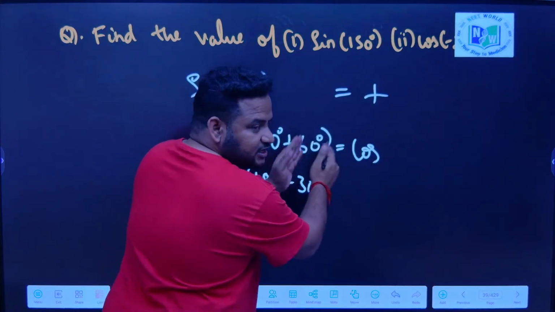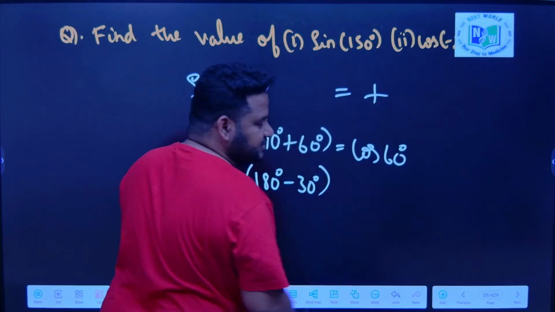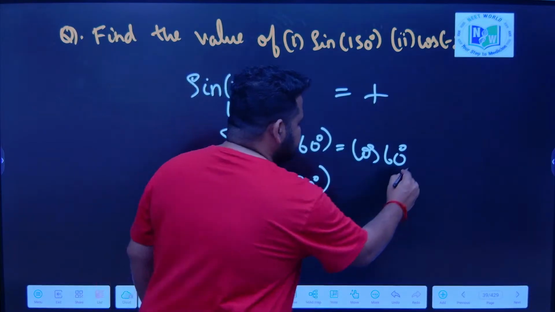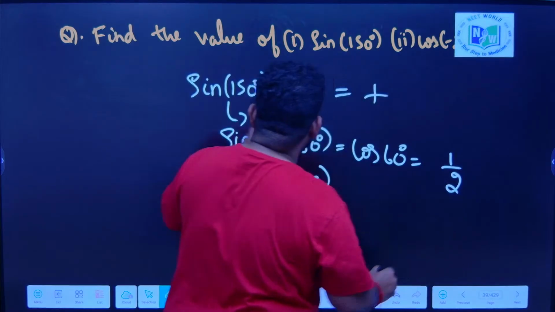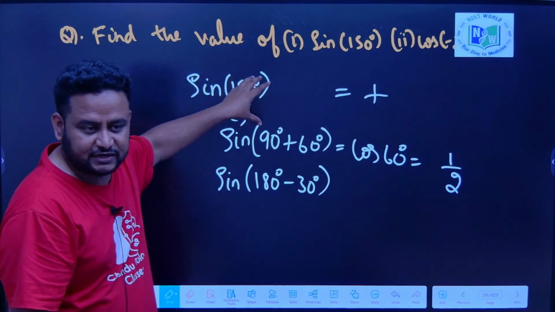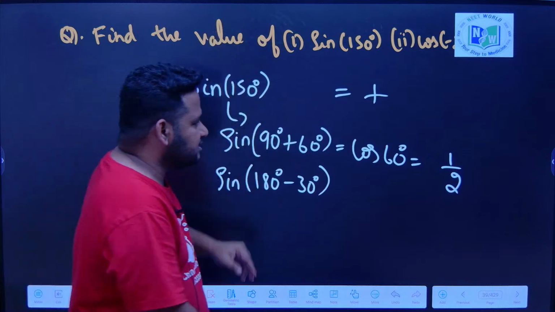Cos 60 degree is what? 1 by 2. What about the sign? Original angle you have to see. Original angle is 150 degree. Sine in the second quadrant is positive.